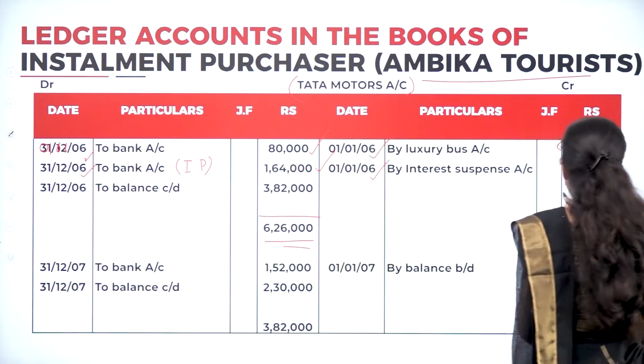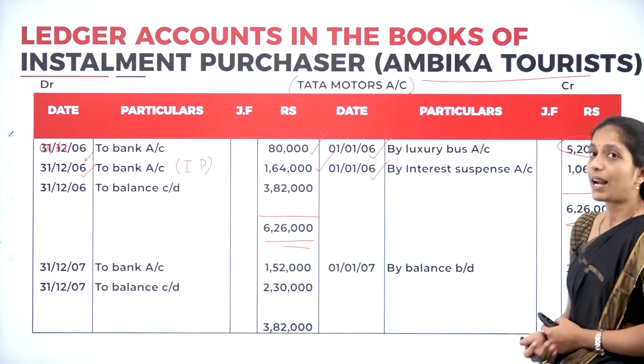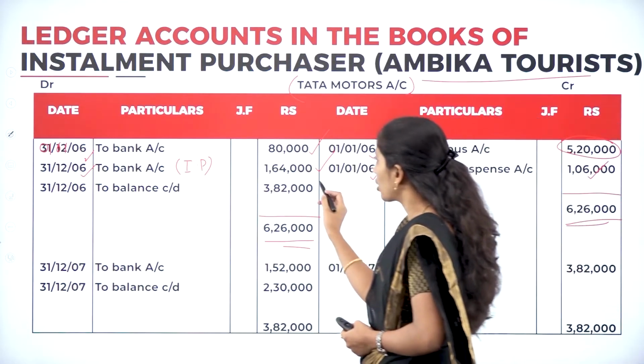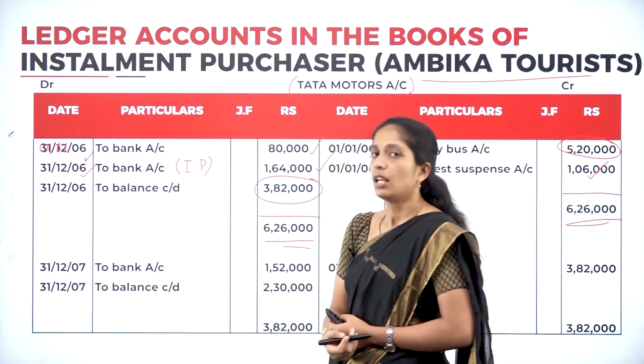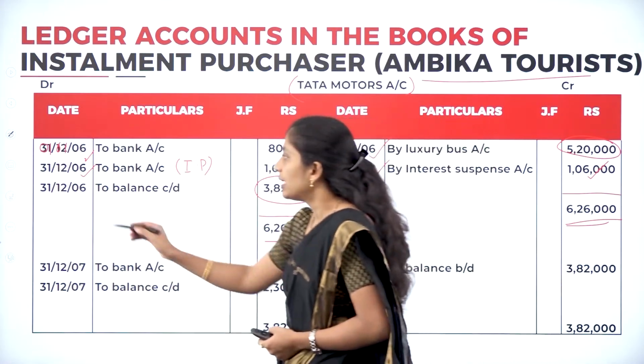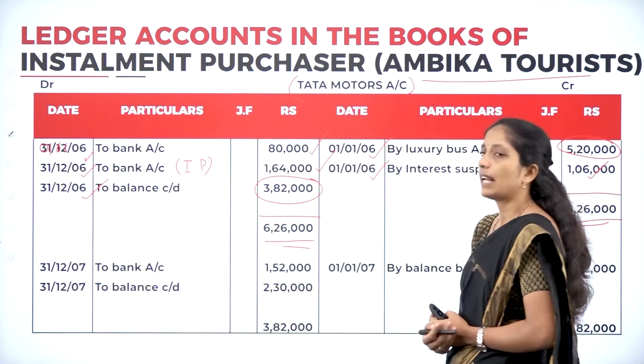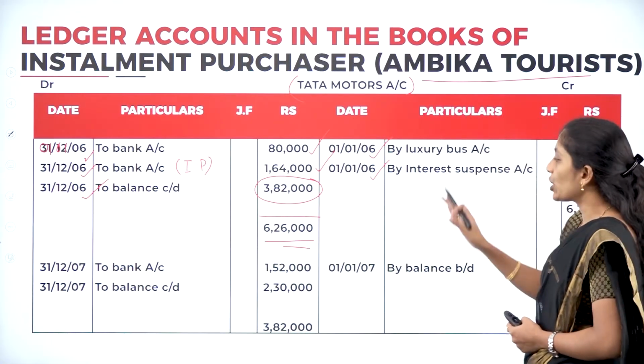So when you balance, in your credit side it is 6,26,000, whereas in the debit side you'll get a balancing figure of 3,82,000. Now what you're going to do with this? You have to carry it down for the next year. That is 31/12/06 to balance carried down, how much? 3,82,000.